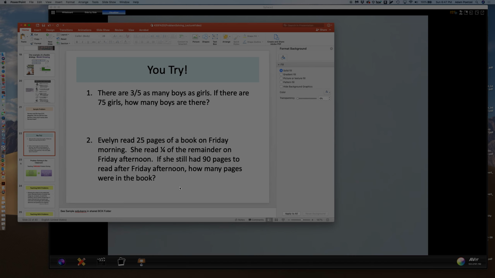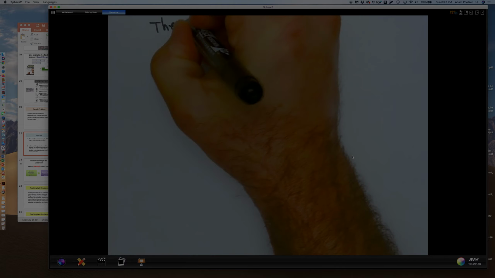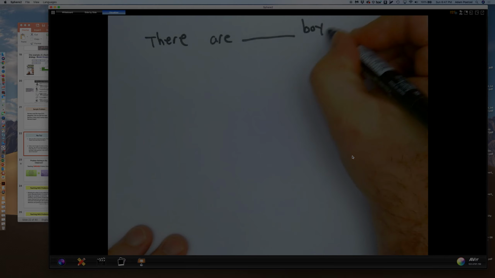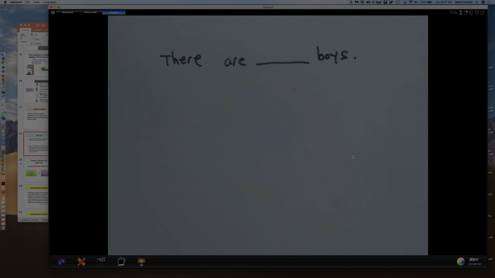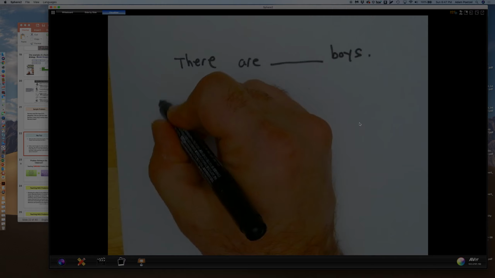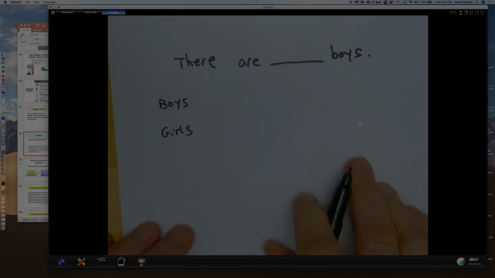All right, so let's try again. First of all, with my answer statement, I know I'm looking for how many boys there are. My answer statement might be, there are blank boys. And again, I know I'm done when I can fill in that blank. It means I comprehend the problem a little bit. And then it says there are 3/5 as many boys as girls. Again, I might do it like the last time. There's a couple ways to approach these. I might choose boys and girls.